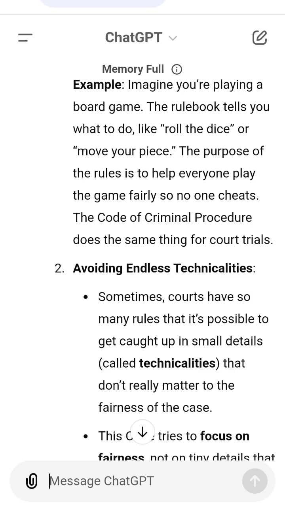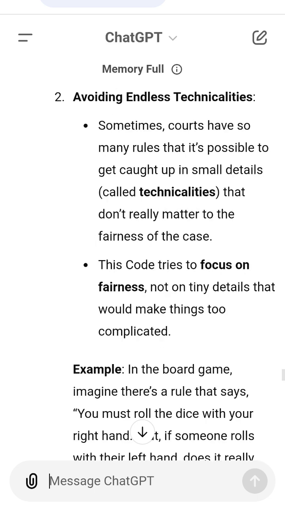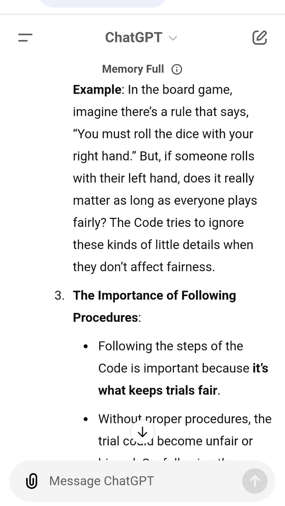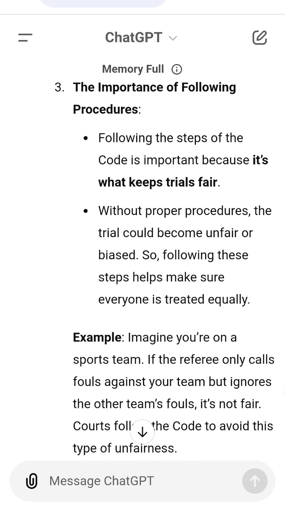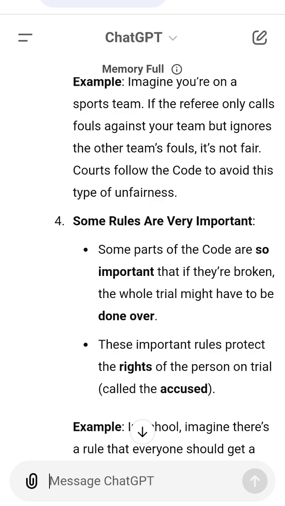Example, imagine the referee in a sports game accidentally misses a minor rule, like allowing the ball to be moved an extra inch. If it doesn't affect who wins, then the game's result stands. Section 537 does the same thing. It says that minor mistakes don't ruin the trial's fairness unless they actually cause harm.